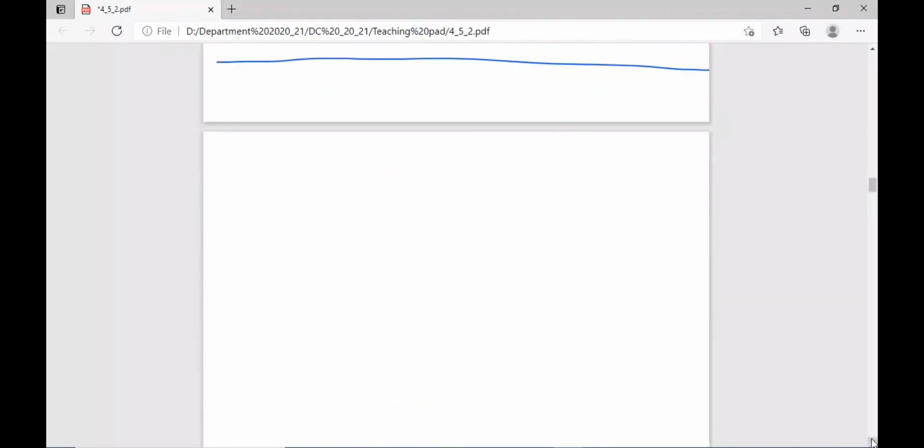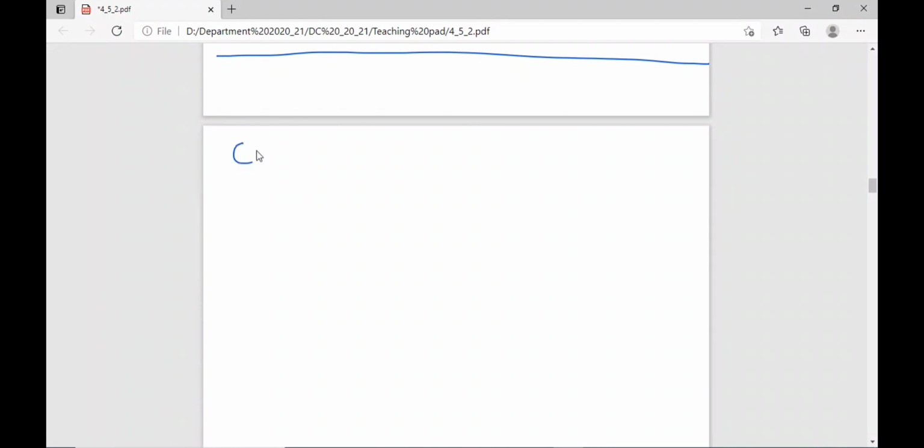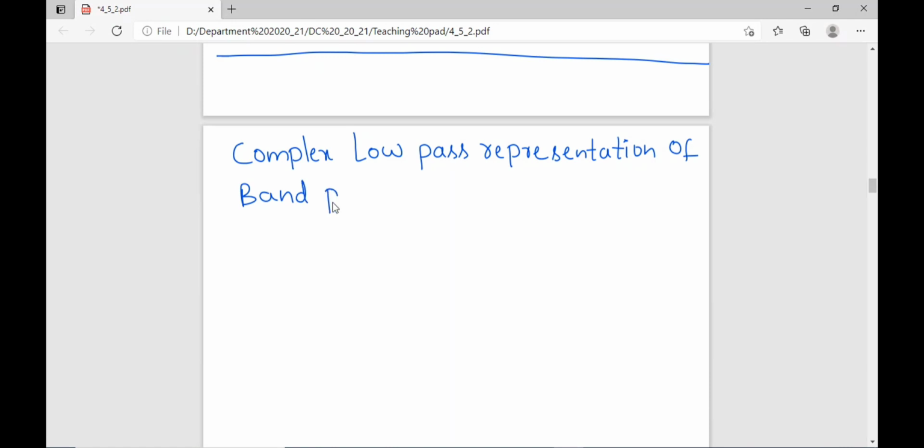So now we'll go to the next topic, complex low pass representation. This is the subheading which I've already written: complex low pass representation of band pass. We have seen how to write it for signals. Now we'll see it for the systems, band pass systems.